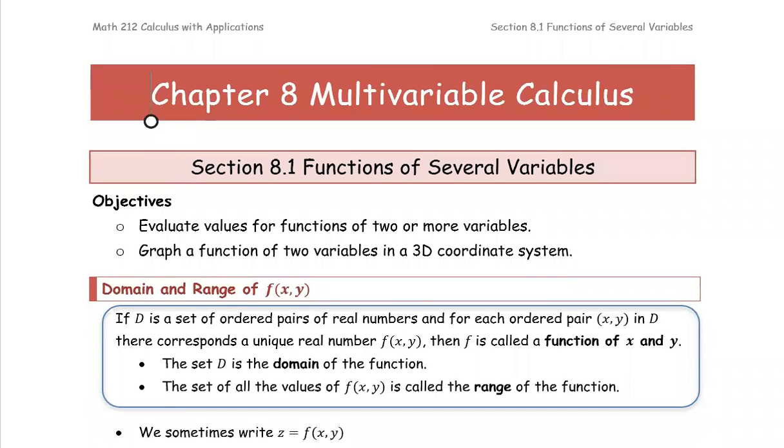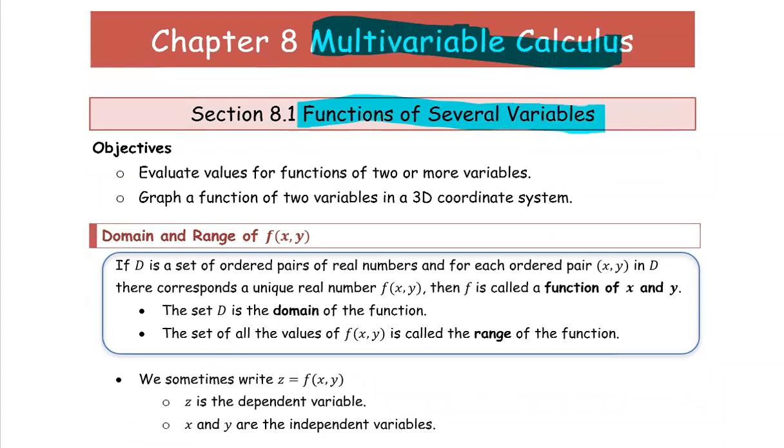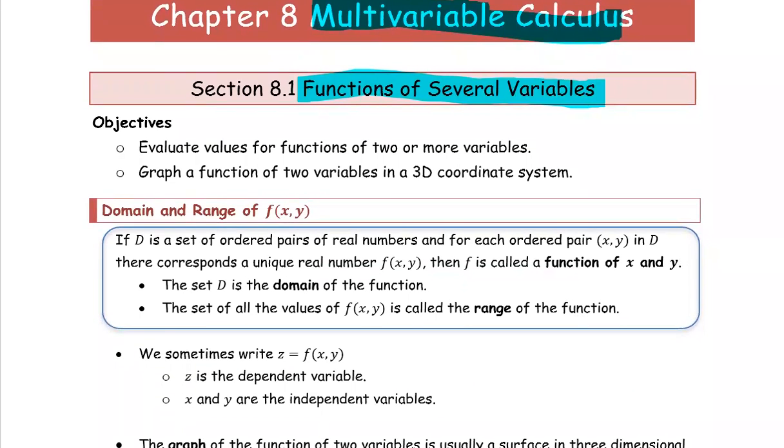For this chapter, there are four sections together for chapter 8, which are about multivariable calculus. Multivariable means functions of several variables. For section 8.1, we're going to start by introducing what a function of several variables is, how to evaluate its value, and what the graph looks like. Just a big picture of the functions that you're going to deal with in chapter 8.